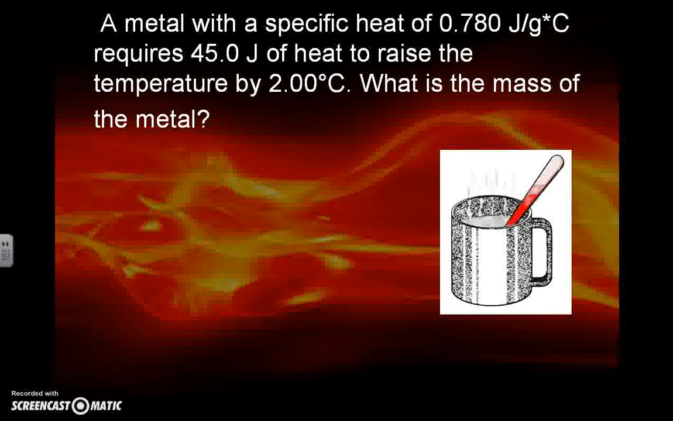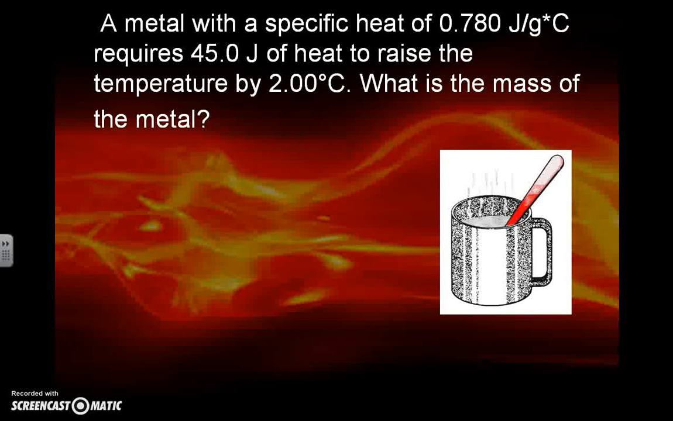Keep in mind the clip art I put into these videos is there just to provide some kind of visual component. So this is not necessarily the object that the question is talking about, but we can go with it for now. It says a metal with a specific heat of 0.780 joules per gram per degree Celsius requires 45 joules of heat to raise the temperature by 2 degrees. So what is the mass of the metal?